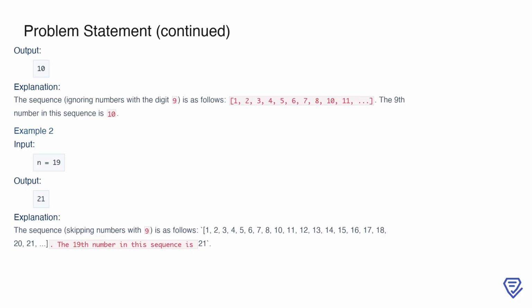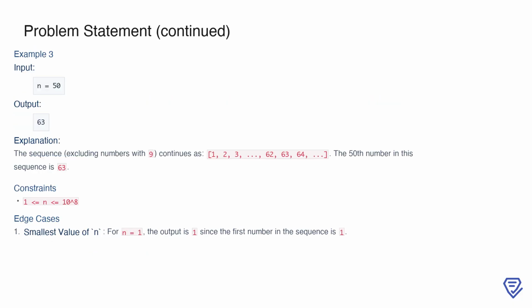Similarly, when n equals 19, the output is 21. If we extend the sequence further, we see it becomes 1, 2, 3, 4, 5, 6, 7, 8, 10, 11, 12, 13, 14, 15, 16, 17, 18, 20, 21. The 19th number in this sequence, after excluding all numbers containing the digit 9, is 21.